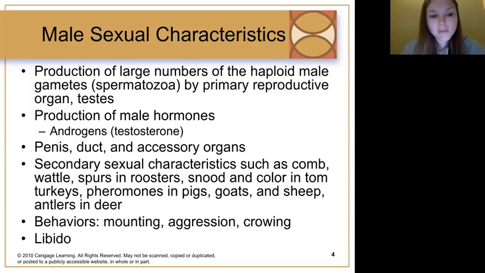And then some of the anatomy and the parts of the male reproductive tract include the penis, the ducts, and accessory organs, which we'll go into detail about later. And then you have your secondary sexual characteristics, which I know we talked a little bit about in poultry with the rooster, and that's what helps you distinguish males and females. That would be like the comb and wattle, spurs in roosters, and similar features in turkeys, pheromones in pigs, goats and sheep, and antlers in deer would also count as secondary sex characteristics. The behavior that males will exhibit when they're ready to mate will be mounting behavior. They may show aggression and crowning, and males also show libido, which is just that desire to mate.